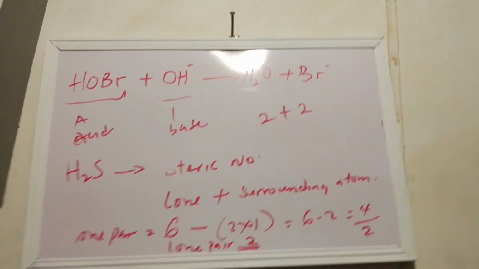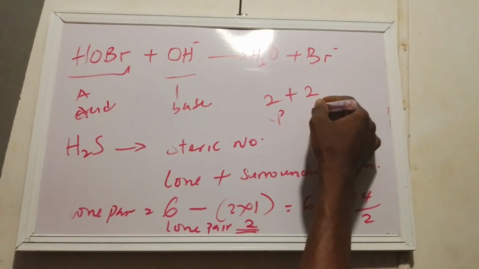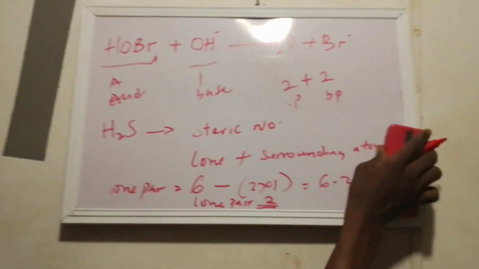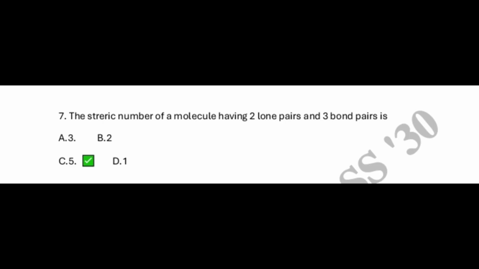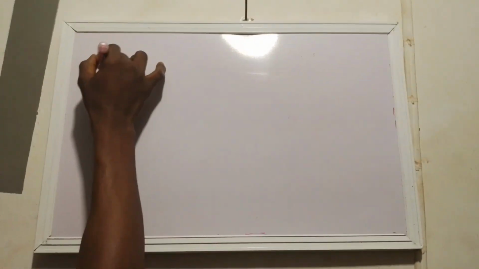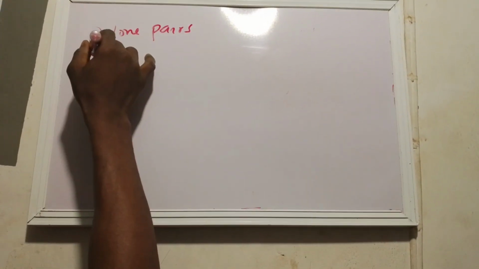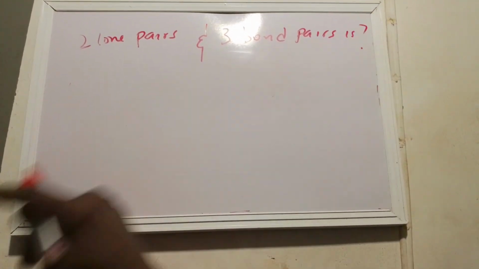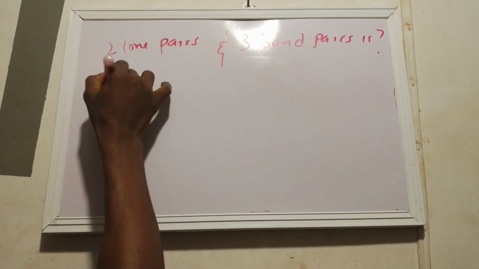So the next question is, what is the steric number of a molecule having 2 lone pairs and 3 bond pairs? According to the formula of steric number, that is lone pair plus bond pair, the answer is going to be 5.